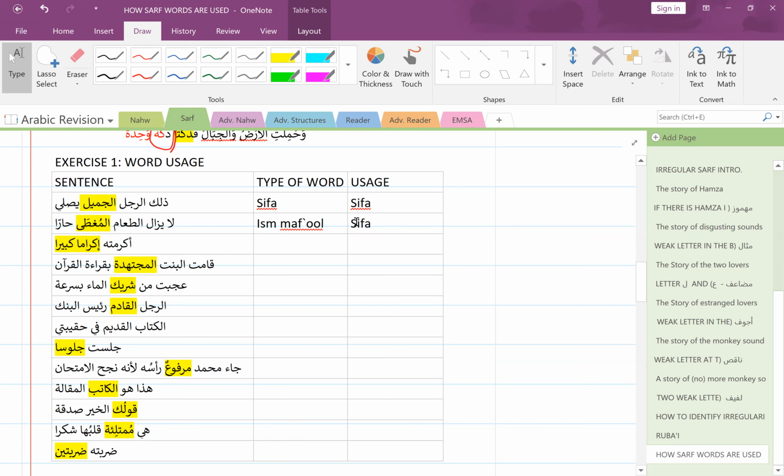Then we have أكرمته إكراما كبيرا. What is إكراما كبيرا? It's a masdar of a family form. Yes, إكراما is a masdar from family 4. Exactly. So أكرم يكرم إكراما. That's a masdar. But how is it used here? إكراما كبيرا.